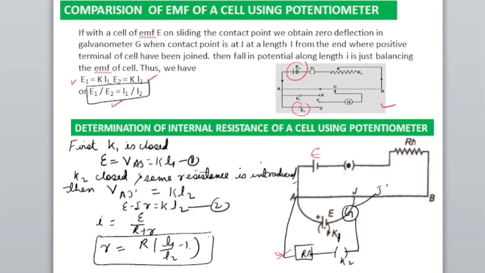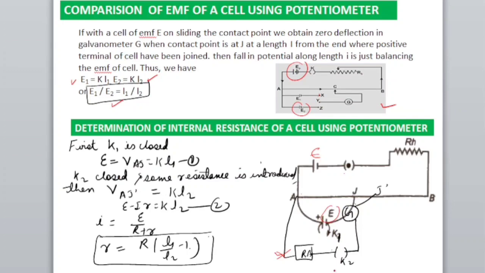First, when this K1 key is closed, it means this one is open. The K1 key is closed, and find the point where the galvanometer shows no deflection, and suppose that point is J. The potential difference across AJ gives the EMF of this unknown cell. So E equals V_AB equals KL1. L1 is the balancing length AJ.